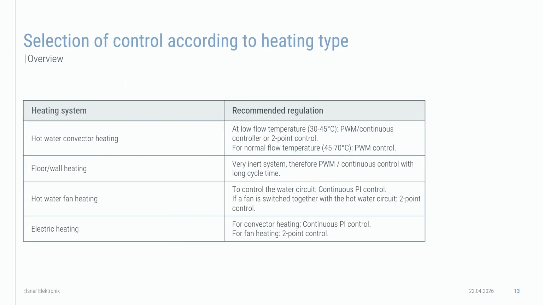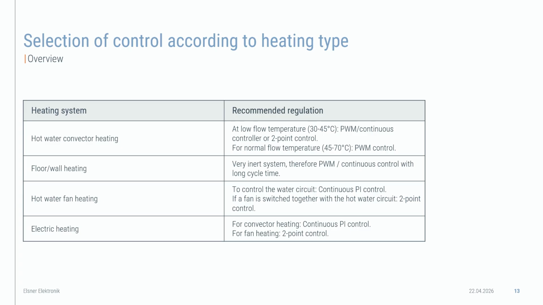So choosing the right control system depends directly on the heating system, and it's crucial for comfort and energy efficiency. The more inert the system is, such as underfloor heating, the slower and more even the control system must operate. If you choose the wrong control type for the system, this can quickly lead to poor comfort or unnecessary energy consumption. As an example, we can see that floor or wall heating is a very inert system, and therefore a PWM or a continuous control with a long cycle time is used.